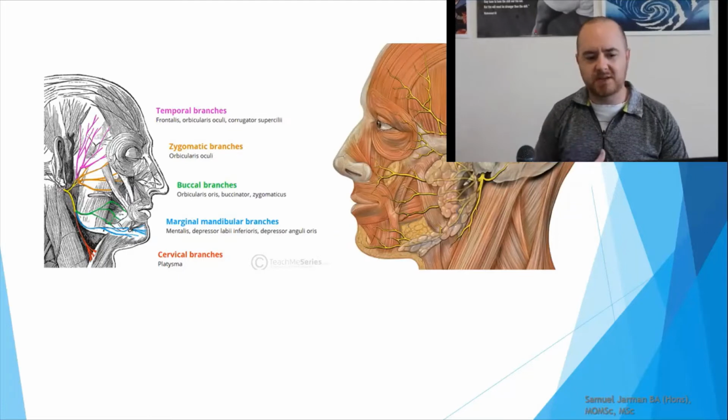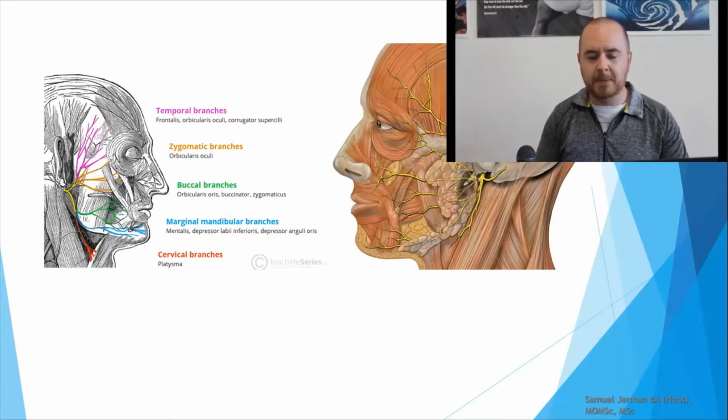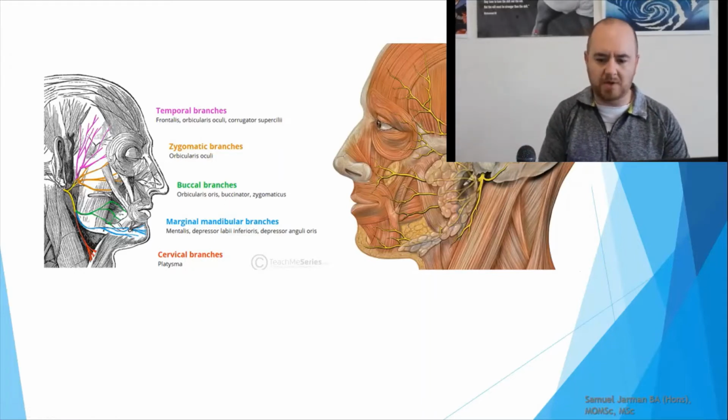Now, we're not necessarily going to spend a ton of time talking about what each one of them innervates, but that's what you've got going there. Now, the reason we have the picture here on the right of the screen is because that one clearly shows the posterior auricular branch going backwards.